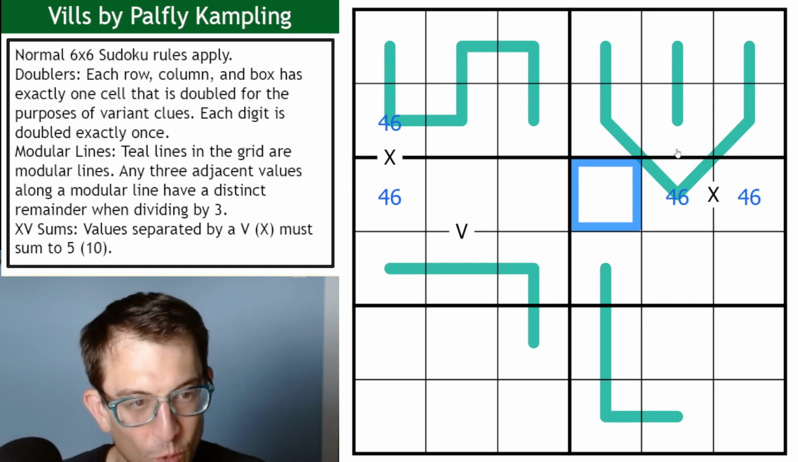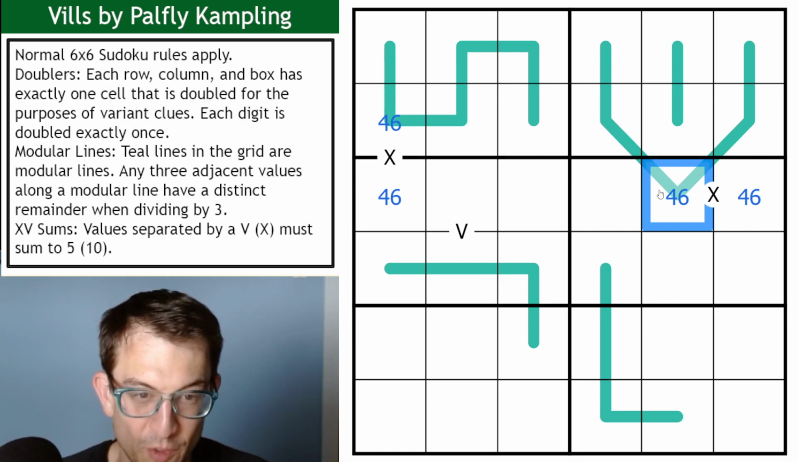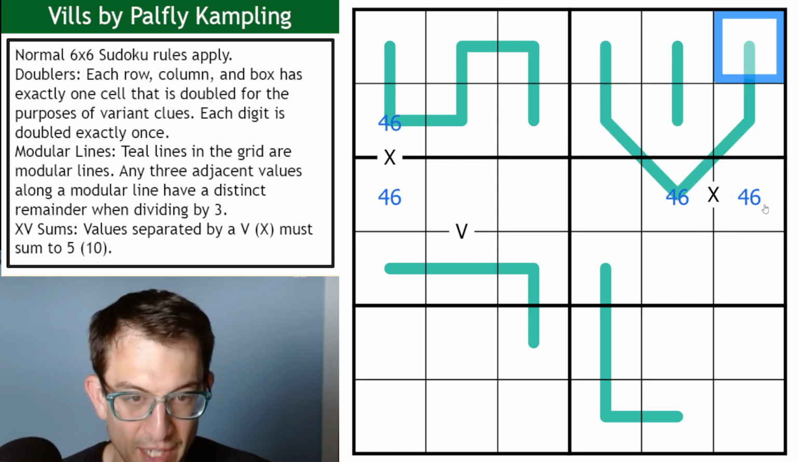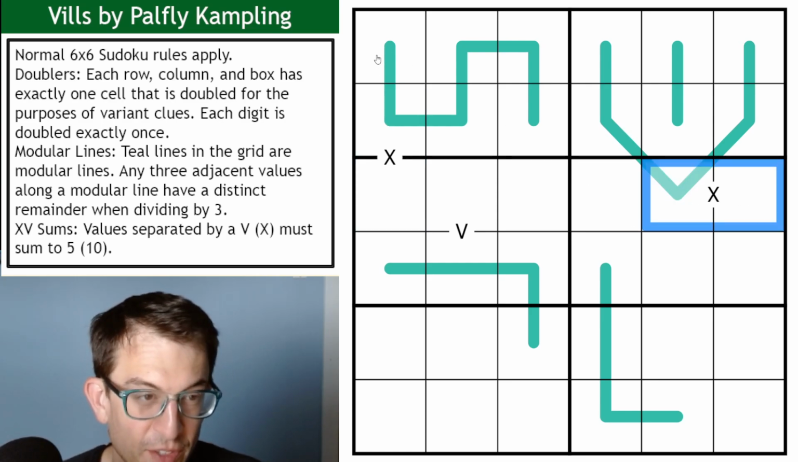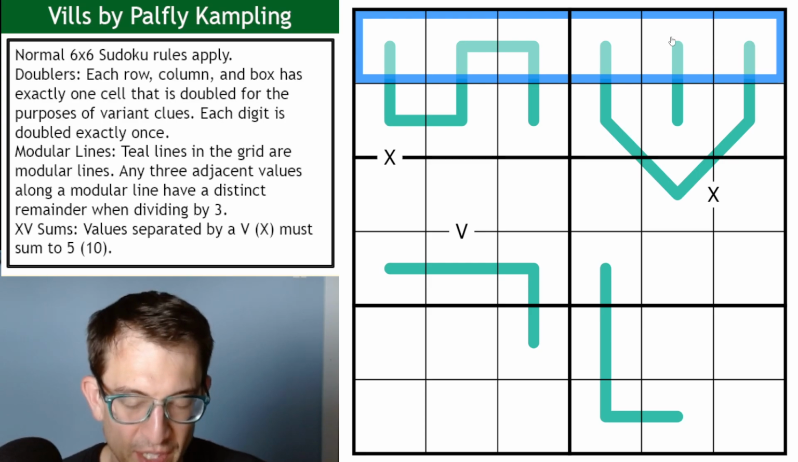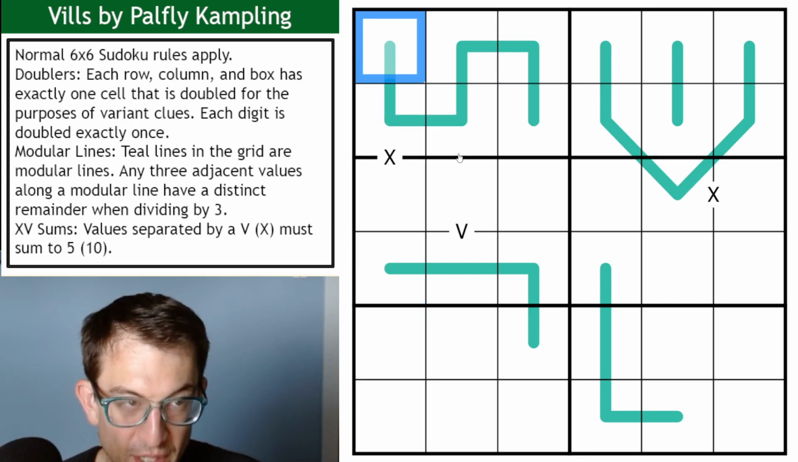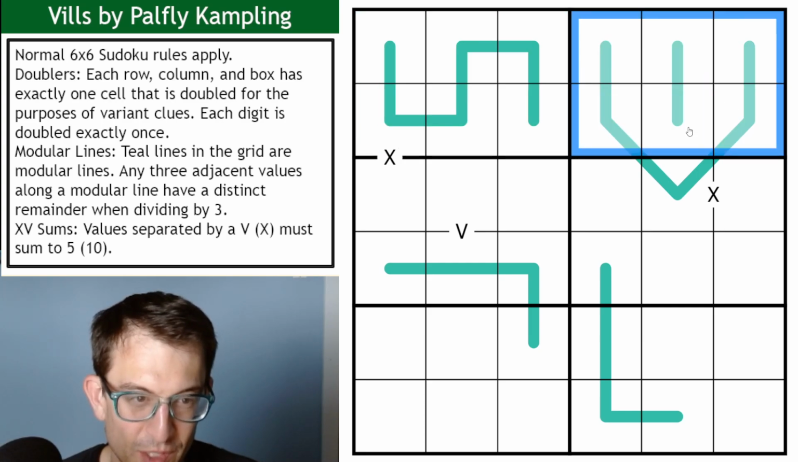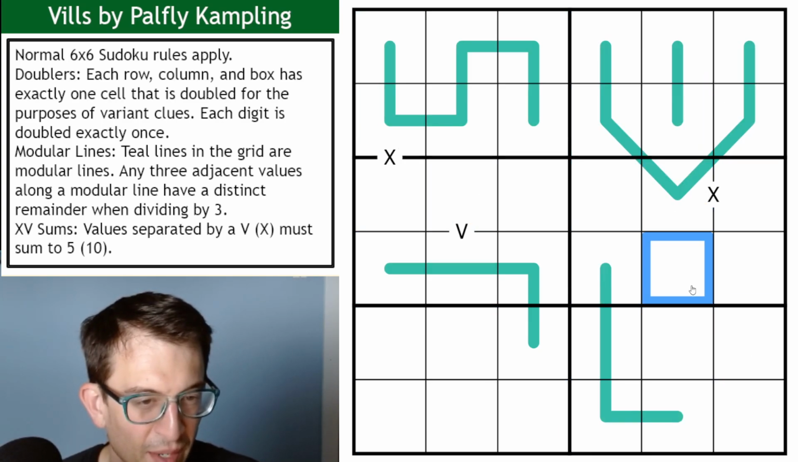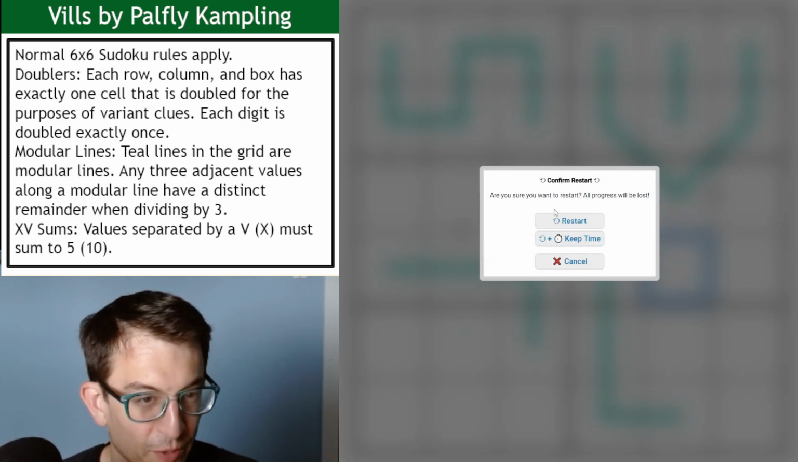But never fear, we have doublers in this puzzle. Doublers are going to double the value of a particular digit for the purposes of these modular lines or for these x's and v's. Those are all the rules. And the doubler specifically, I need 1 each in each row, 1 in each column, 1 in each box, and I also need each digit to have been doubled once. So I might have the 1 doubled here, the 2 doubled here, 3 is here, 4, 5, 6, etc. Obviously, it doesn't have to go in that exact configuration, but each digit is going to appear once in a doubler. And those are all the rules.